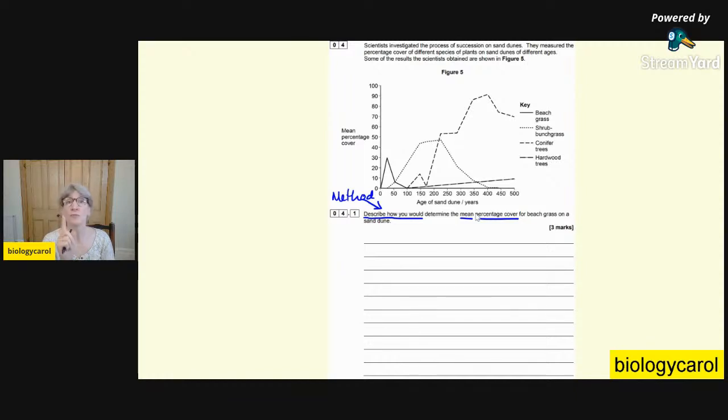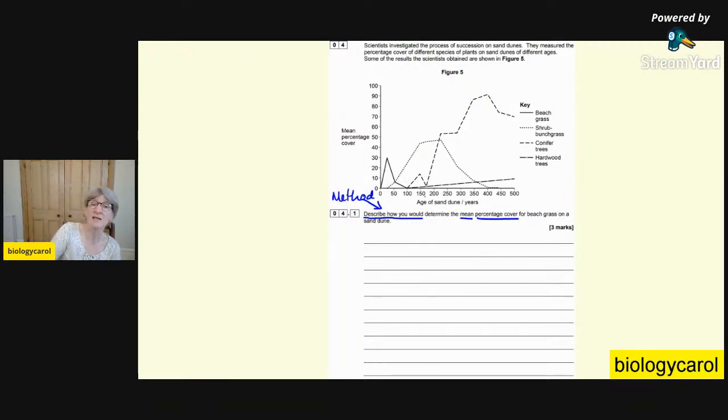You can write, repeat the experiment many times, because obviously to calculate a mean, you need lots of numbers. And of course, if you're doing something biological, it's obviously many times. Always write many, don't write a number, and certainly don't write 3, write many. And also, if you've got no idea how to do the method, tell them how you calculate the mean. You know, add up all the numbers and divide by the number of numbers that you've got.